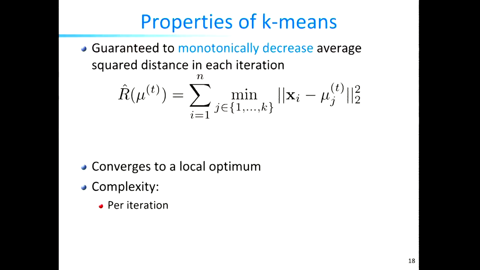And then you have to update the cluster centers. How much work is updating the cluster centers? That's just computing the mean of all the points in the data set, so that's just n times d. Really the work is dominated by figuring out the nearest clusters to each point, so it's order n times k times d per iteration.